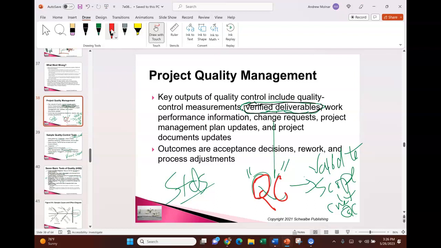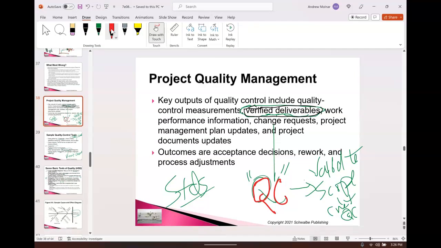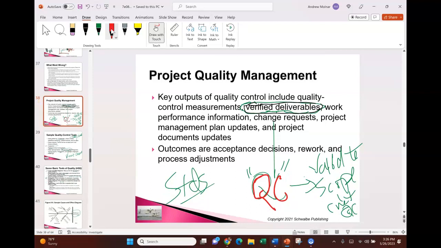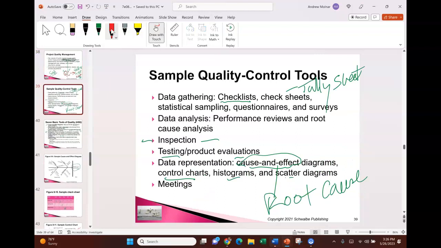Notice how important it is. You will verify the deliverables in your quality control process. This is what you do to verify deliverables. Notice in the process we talked about in the last lesson called validate scope, that's when the customer is going to do quality control themselves to validate what you verified and make sure it's right. So this is a very important process. Lots of tools you can use: checklists, check sheets, also called tally sheets. Inspection is one of my favorites, used all the time, and testing is probably my next favorite. We're going to go over some of these tools in a minute.